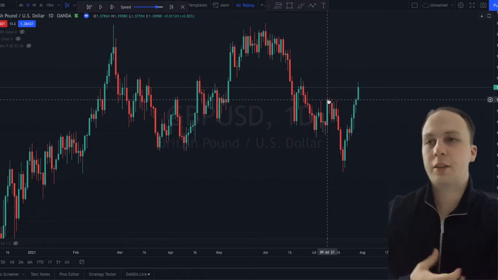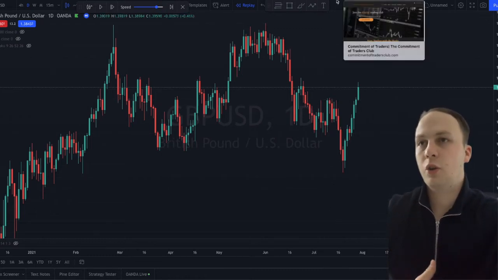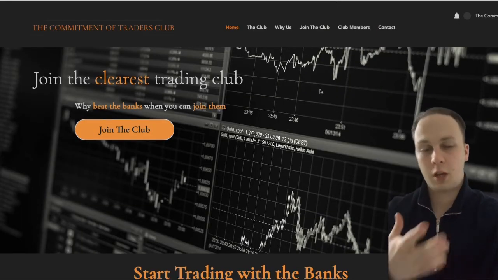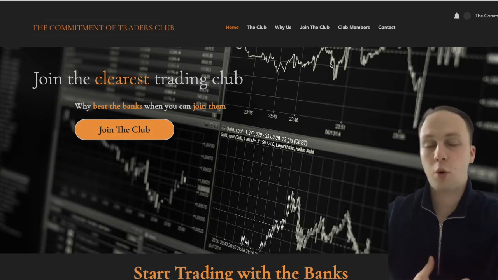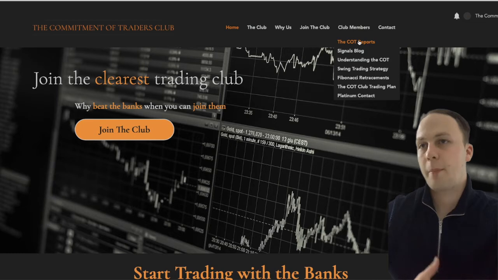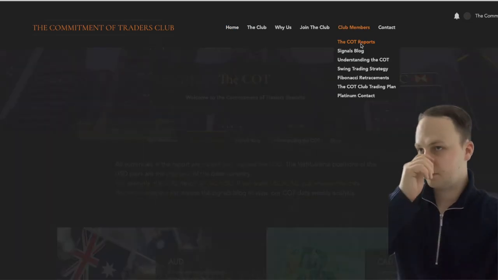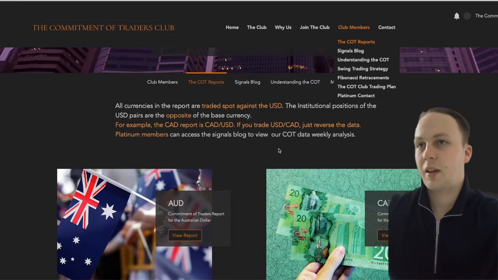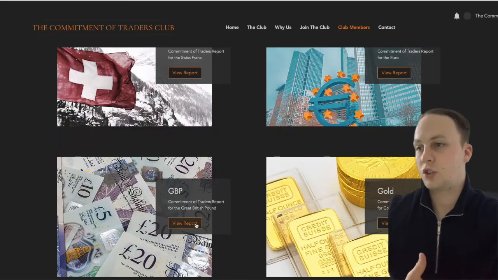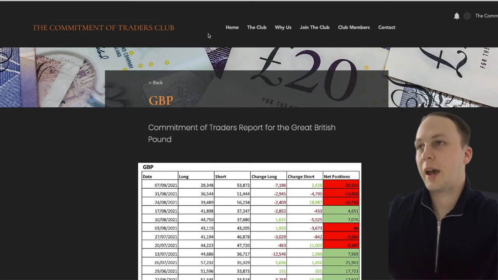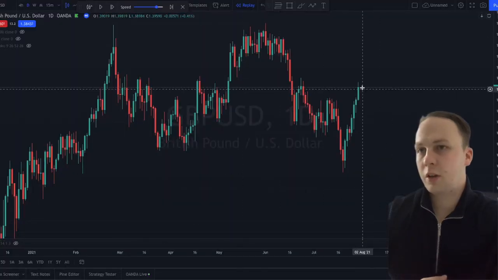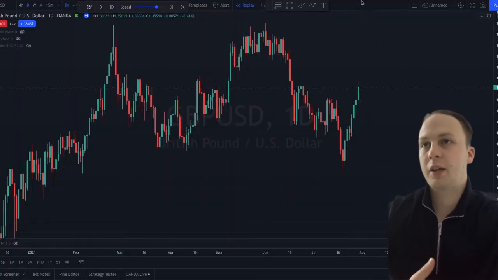But before I take this trade, what I'm going to do is head over to the Commitment of Traders Club, where I publish my own Commitment of Traders reports. Go over to Club Members, and we're going to go down to GBP as we're trading the USD. And at this particular moment, we are looking at the end of July, beginning of August.